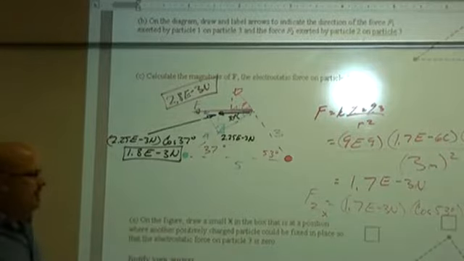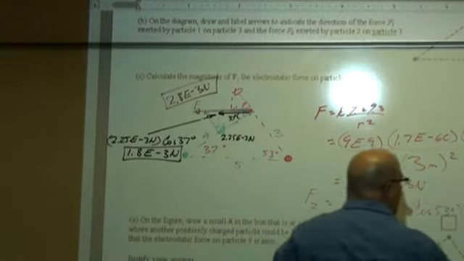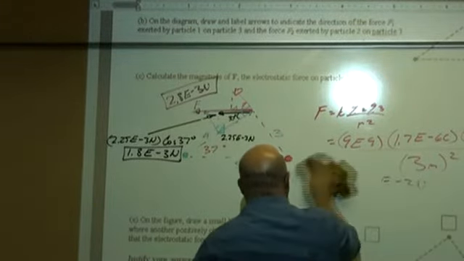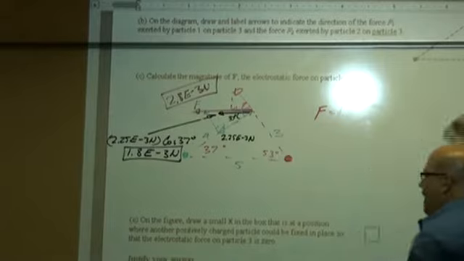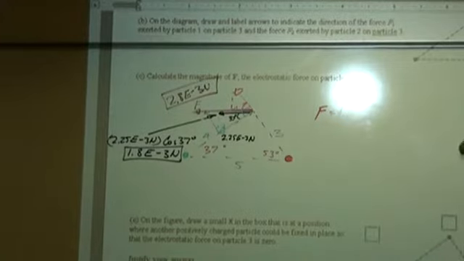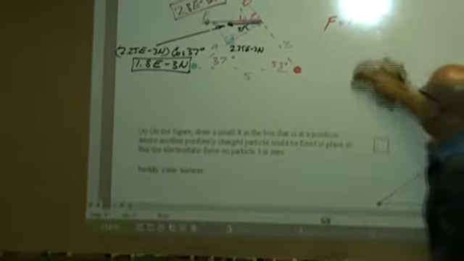Okay, down here. Last one. It says, where could you place a positively charged particle so that you could make the force on charge 3 zero? Put an X in the box and justify your answer.